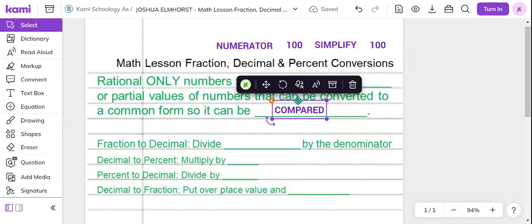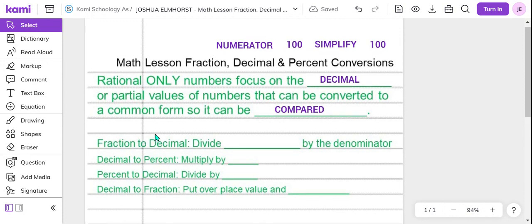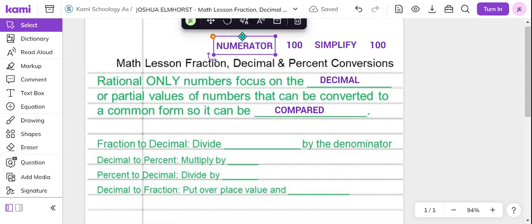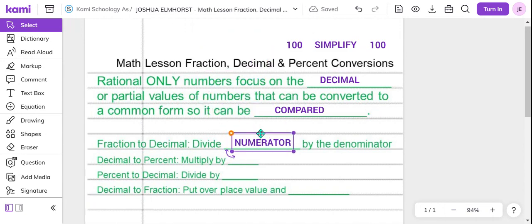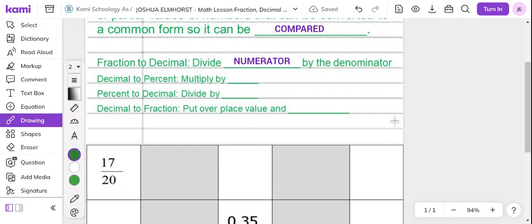Sometimes you have a decimal value, sometimes within a problem you have a fraction value, and we're going to have to be able to compare them by converting them to a common form. So the strategy we're going to use when we have a fraction is to focus on dividing the numerator by the denominator. We can go down here and take a look at the first example.